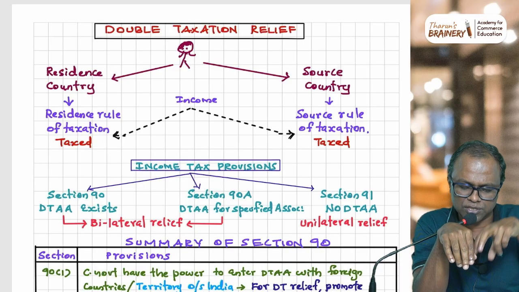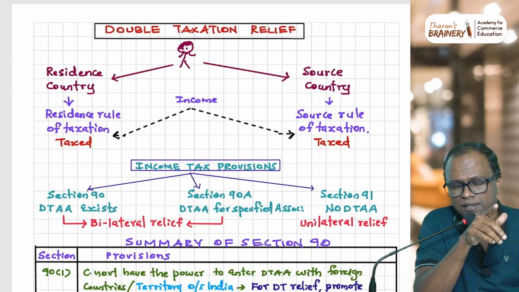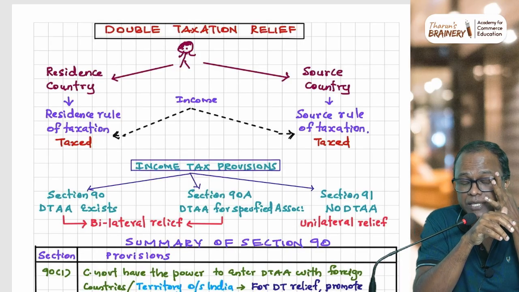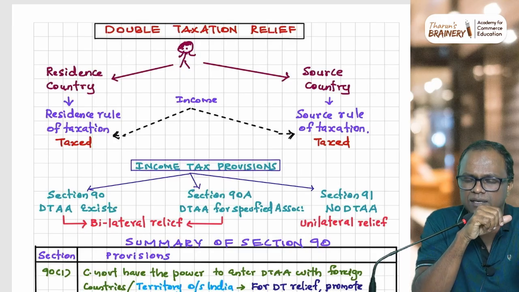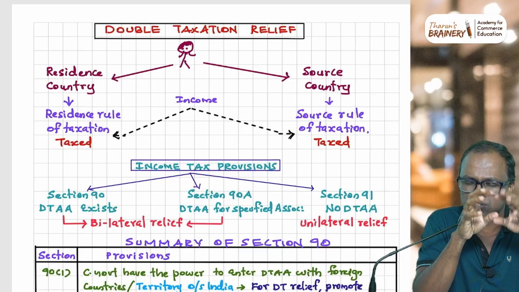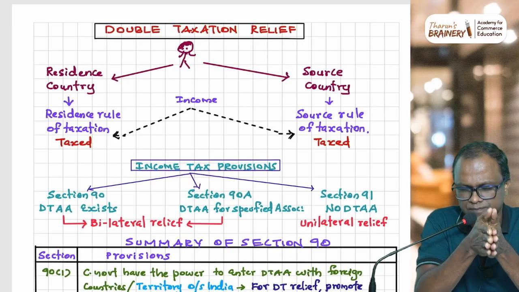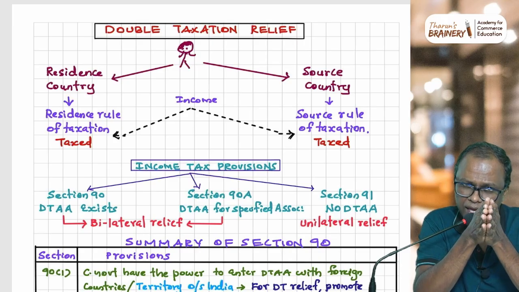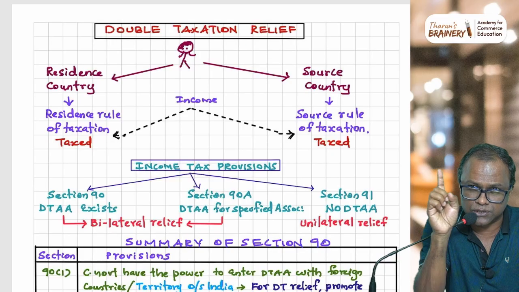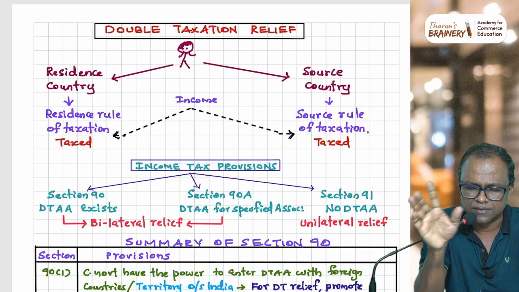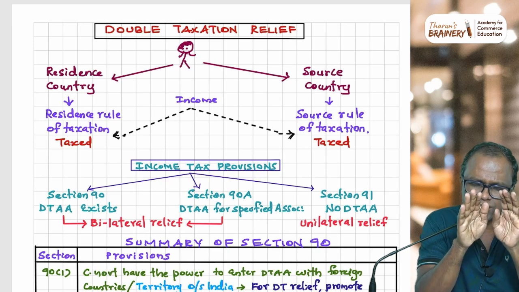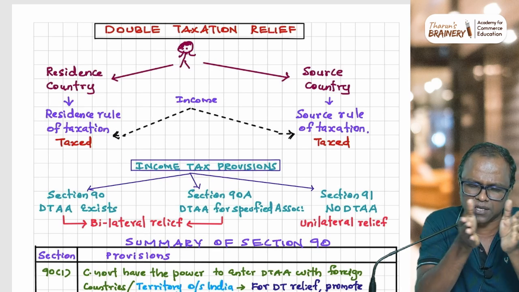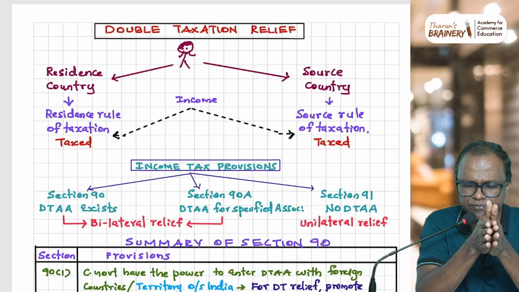So in those situations, for the same income, the country of source applies a tax based on the source taxation rule, and the country of residence is different, and that country of residence taxes that income based on the residence rule, there arises double taxation. So for the same income, for the same person taxed in two different countries, that is known as jurisdictional double taxation. In case of jurisdictional double taxation, we can claim double taxation relief.